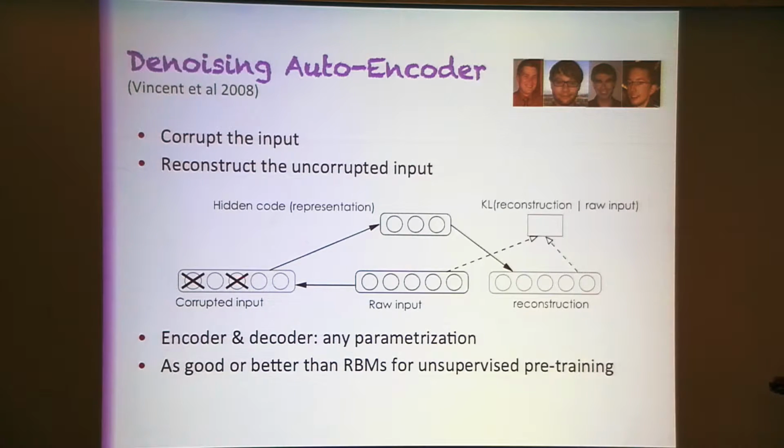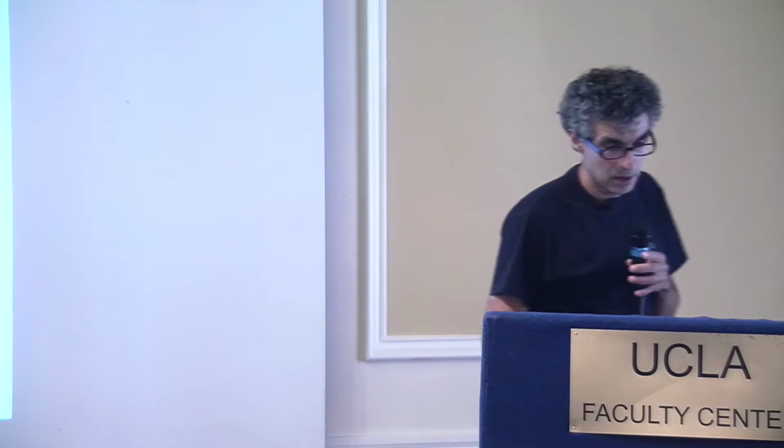And in principle, you can use any parameterization, again, for encoder and decoder. And in experiments, we found that in terms of learning features, in other words, if we use this as input for a classifier and we stack these things, this is actually better or as good, depending on the data, as RBMs for unsupervised pre-training. But now let's try to understand a bit better what these things are doing.